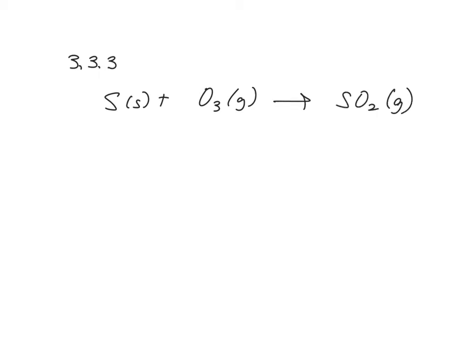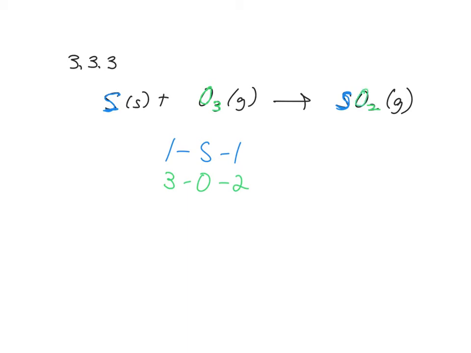So we're going to do 3.3.3, and we have sulfur, and we have ozone, O3, and we have SO2 gas. And so we do our sulfur first. We have 1 sulfur and 1 sulfur. So 1 sulfur on the reactant side and 1 sulfur on the product side. Then we have 3 oxygens on the reactant side and 2 on the product side.